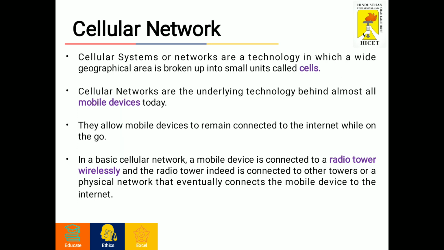Cellular systems, or network or technology, is one in which a wide geographical area is broken up into small units called cells. Cellular networks are the underlying technology behind almost all the mobile devices we are using nowadays. These mobile devices remain connected to the internet even while moving from one place to another. In a basic cellular network, a mobile device is connected wirelessly to a radio tower, and the radio tower is connected to other towers or a physical network that eventually connects the mobile devices to the internet.